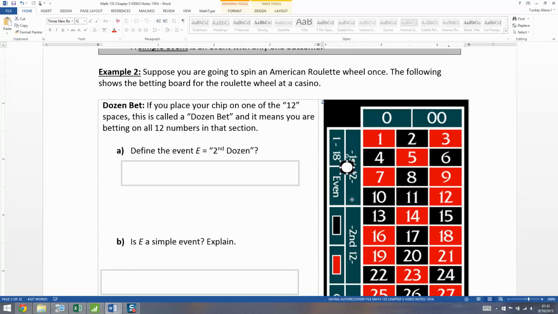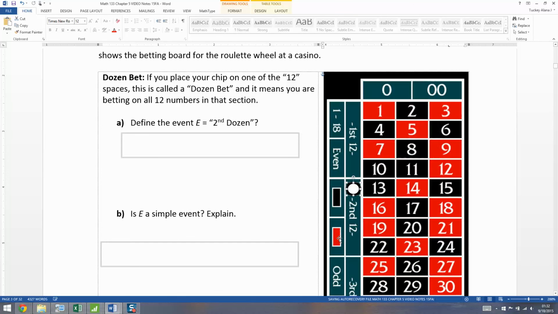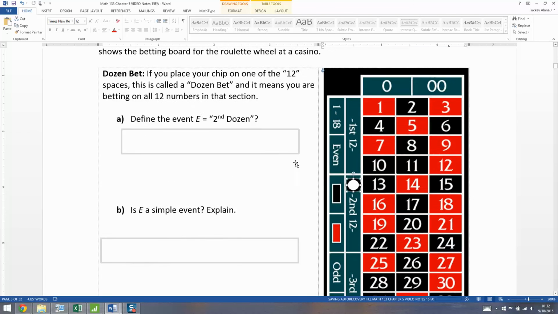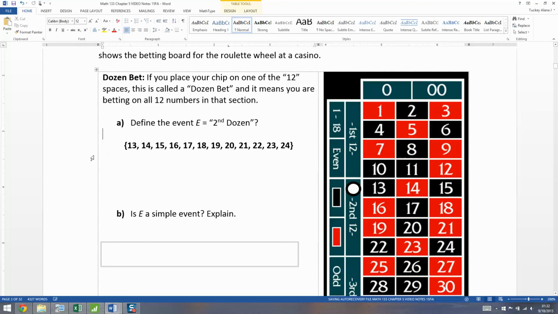But we want to place a bet on the second dozen. That means you put your chip right here in this little green box that says second 12 on it. Some boards say second dozen, some boards say second 12. And what that means is you're placing your bet on all the numbers in that box. So that means 13, 14, 15, 16, 17, 18, 19, 20, 21, 22, 23, 24. That is the second dozen. First dozen being 1 through 12, the third dozen being 25 through 36. So the event E, the second dozen, is these dozen numbers, and there should be 12 of them there. Yep, there's 12, I just counted.